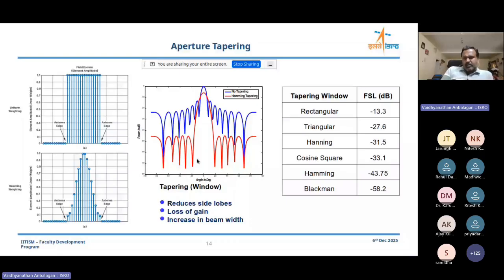So by reducing the side lobe, the beam width broadens and the gain also slightly reduces. So it is a trade-off between the gain and beam width versus the side lobe level. This should be taken care of while designing the antenna. But the phased array has this advantage: we can shape the beam in whatever way we want.